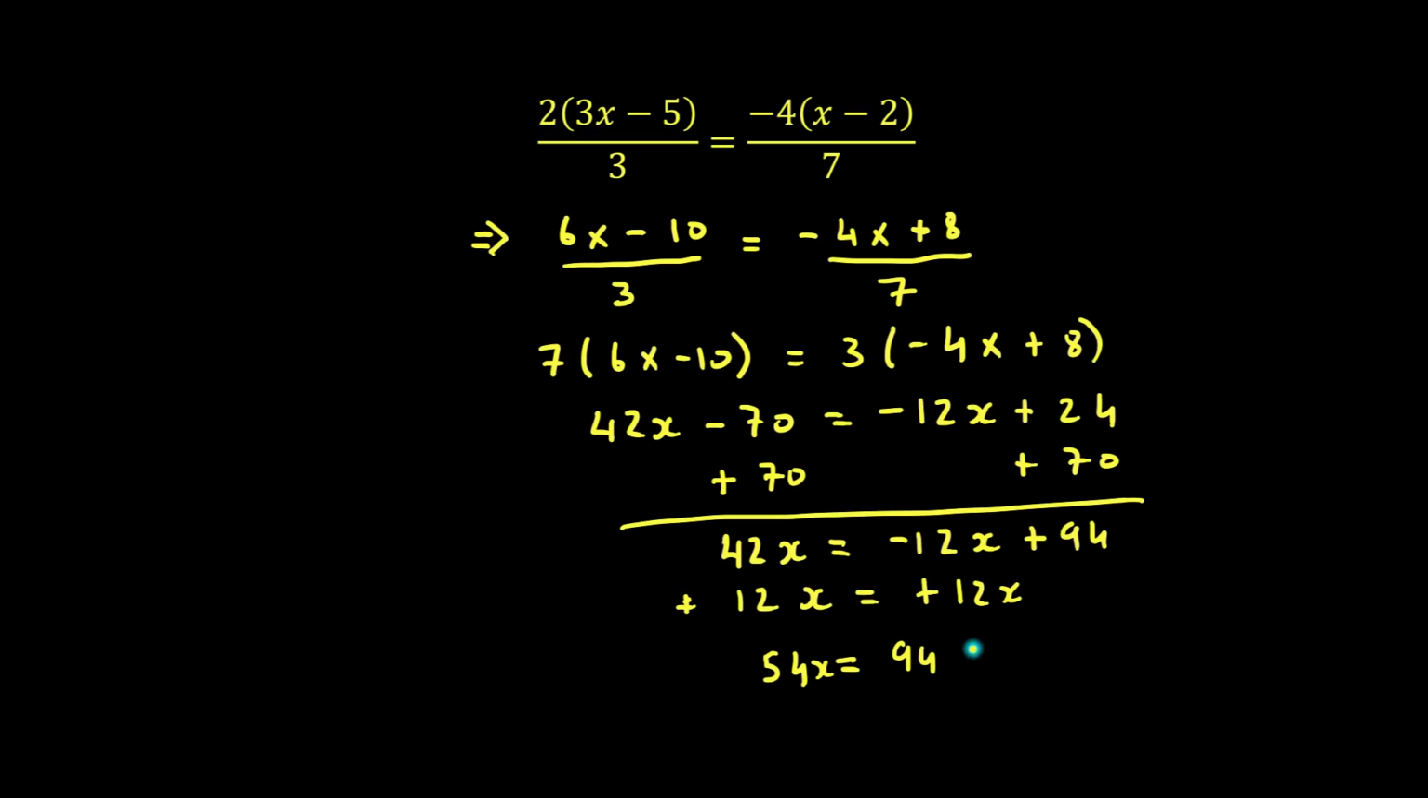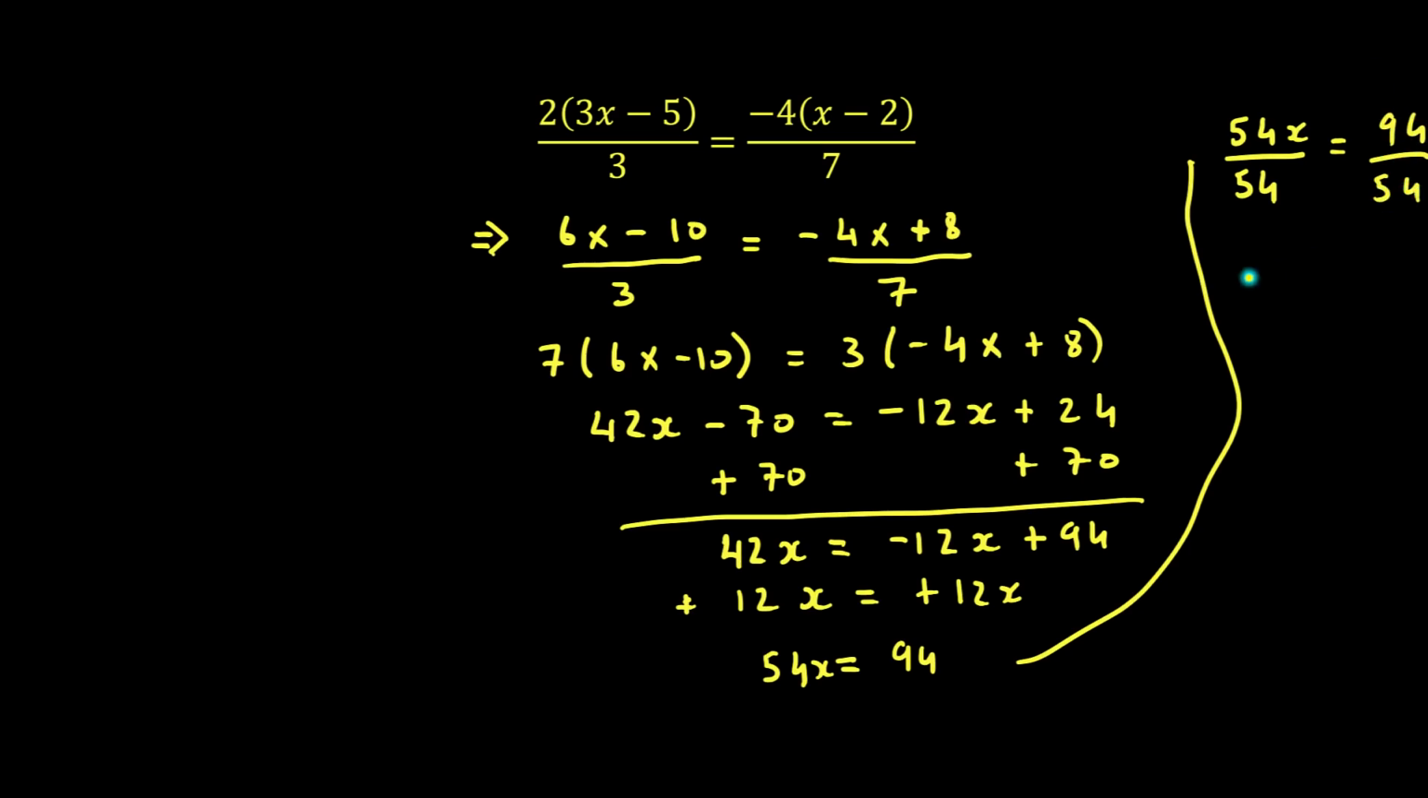And then I need to divide both sides by the coefficient of x. So I'll just take this over here. So that will be 54x divided by 54, which is equal to 94 divided by 54. So that will just leave me with x. Now I can simplify this and divide the top and bottom by 2, and that will give me 47 over 27. So that will be 47 over 27, and that would be my final answer.